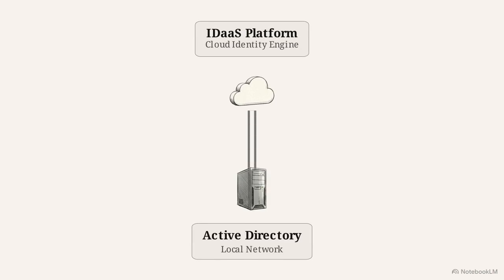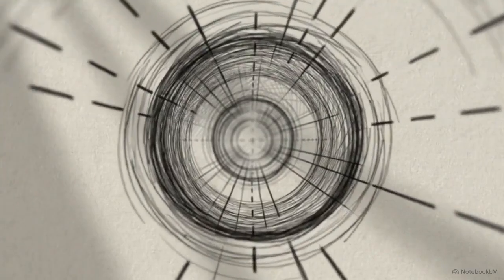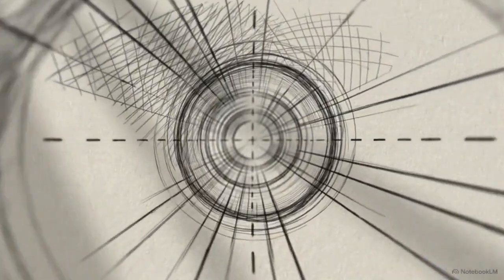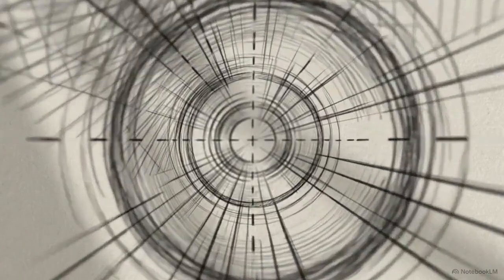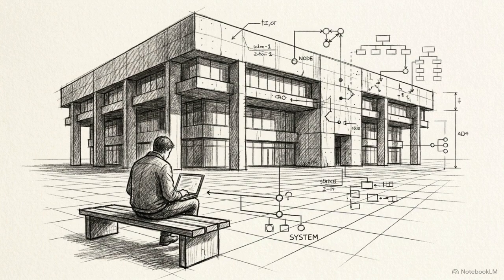The IDaaS node bridges the gap by maintaining a secure, continuous synchronization with the on-premise Active Directory. This provides highly available, low-latency authentication directly to cloud applications. It operates entirely free from local network bottlenecks or local hardware failures. Achieving true resilience for modern enterprise applications requires decoupling the authentication engine from the physical office space.